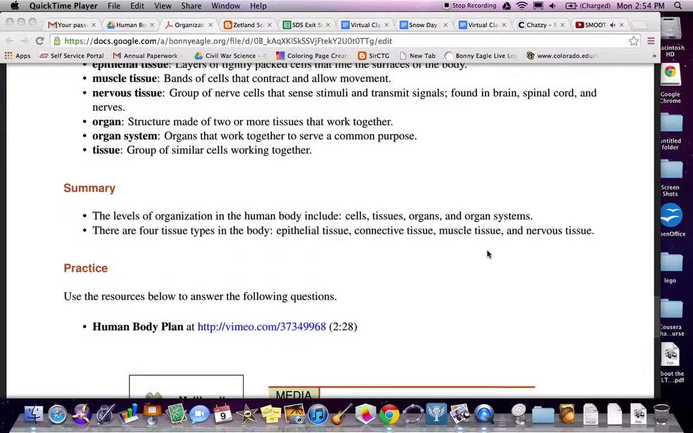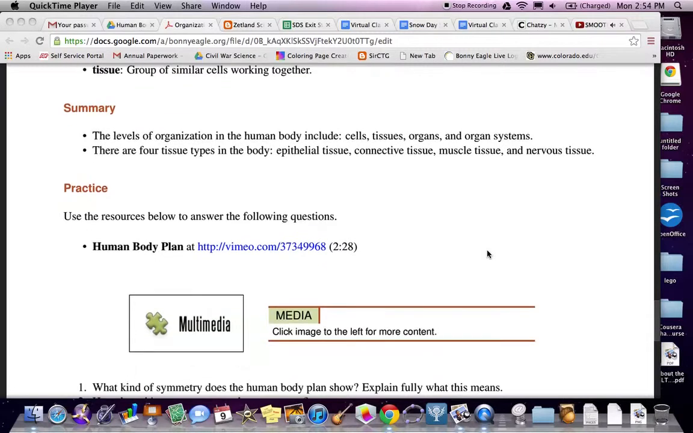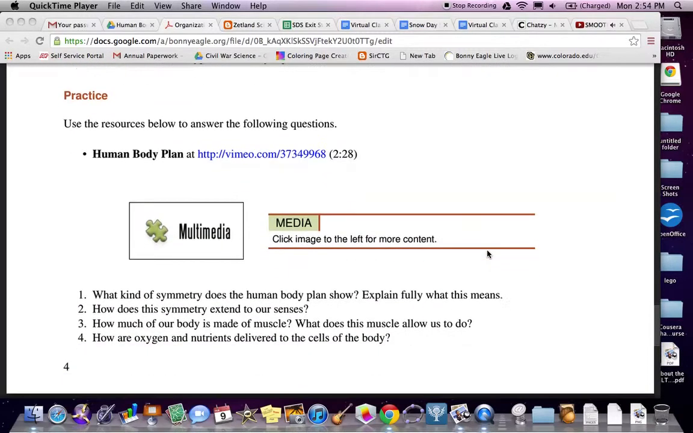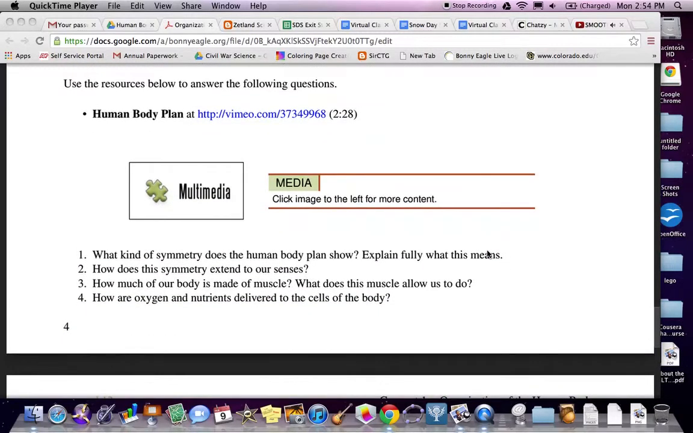You need to answer the following questions. What type of symmetry does the human body plan show? Explain fully what this means. How does the symmetry extend to our senses? How much of our body is made of muscle? What does the muscle allow us to do? How are oxygen and nutrients delivered to the cells of the body?